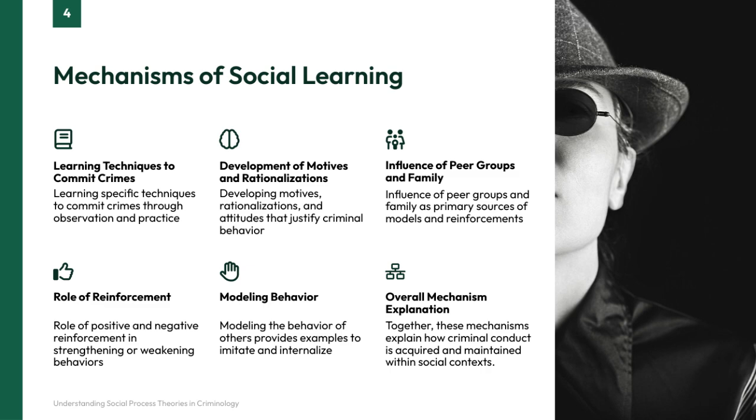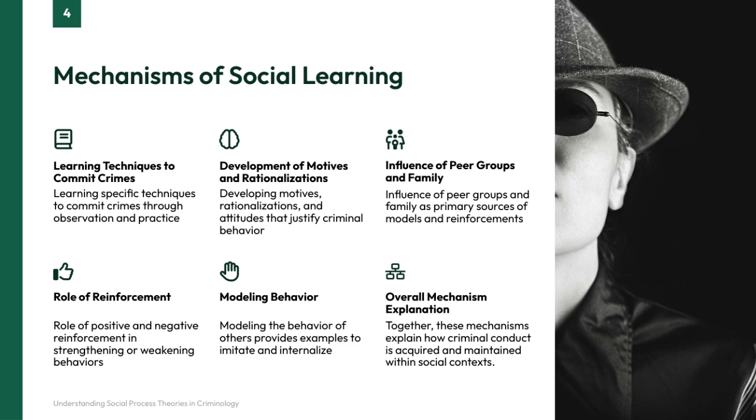Peer groups and family play a central role here. These social circles act as primary sources for role models and reinforcements, shaping what behaviors are seen as normal or rewarded. If a person is surrounded by others who engage in crime, they're more likely to adopt those behaviors themselves. Additionally, reinforcement, both positive and negative, is fundamental in this process. Positive reinforcement, like gaining status or material rewards, strengthens criminal behaviors, while negative reinforcement can reduce behaviors if the consequences are unpleasant or punishing. Modeling behavior is another key piece.